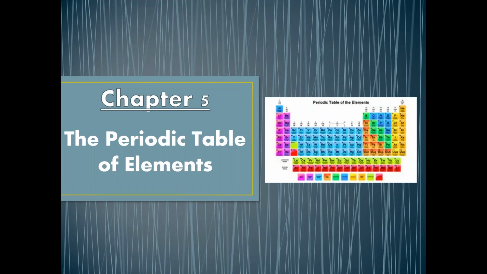So chapter 5 is all about the periodic table of elements. We skipped chapter 4 for now because it's a little bit of a difficult chapter to teach virtually, but this is a pretty easy chapter, just content, so you should be fine with this one. There are multiple parts of this chapter, so we're going to start with part 1.